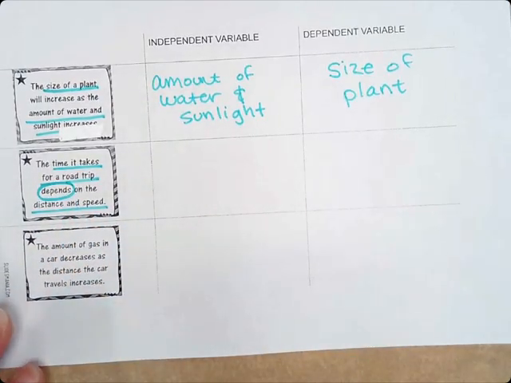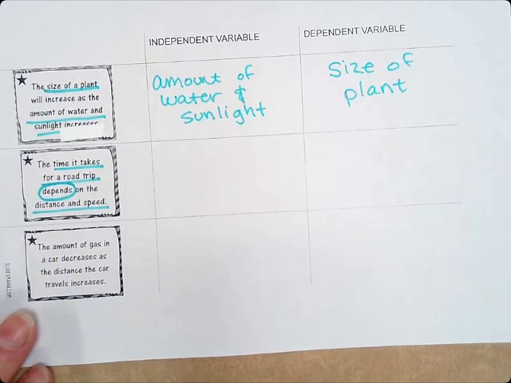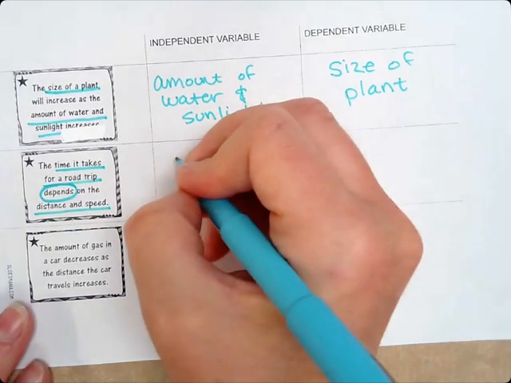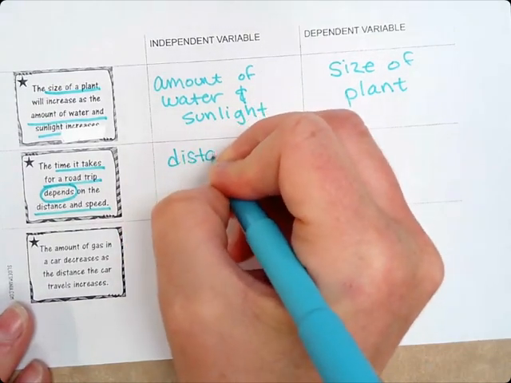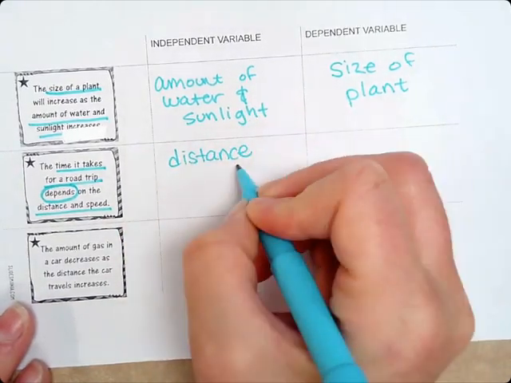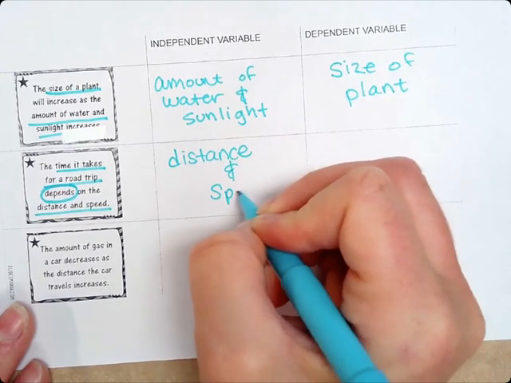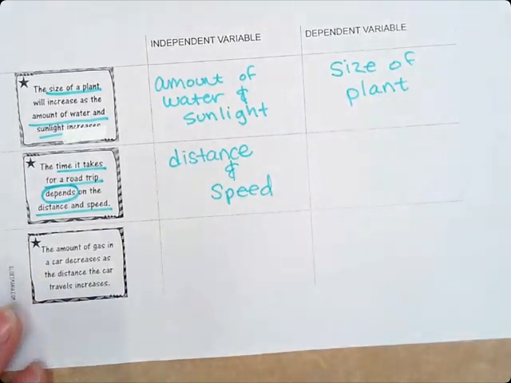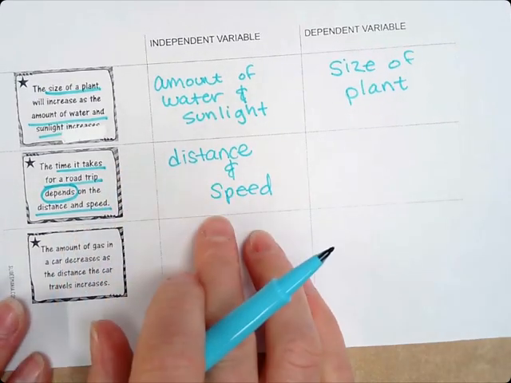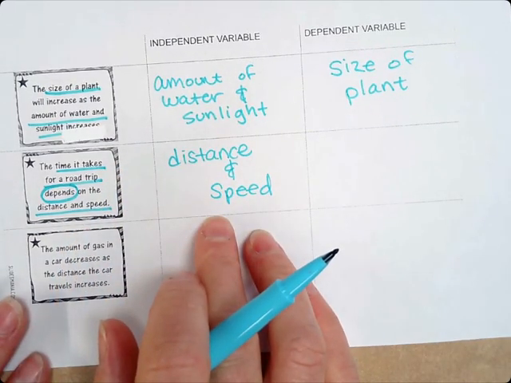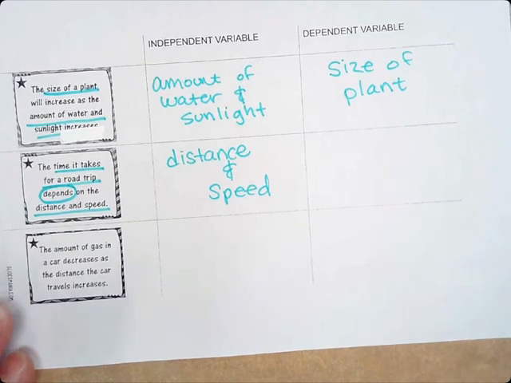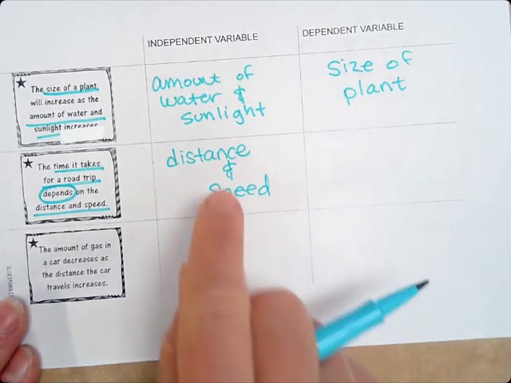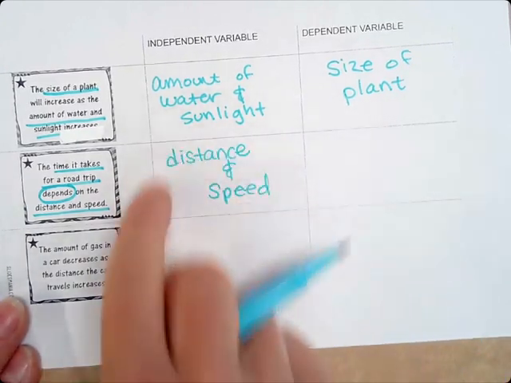So it's the distance and speed is our independent. You can decide how far you want to go. You can decide how fast you want to go, but of course you don't want to go over the speed limit. But distance and speed is independent. The time it takes for the road trip depends on our distance and speed.